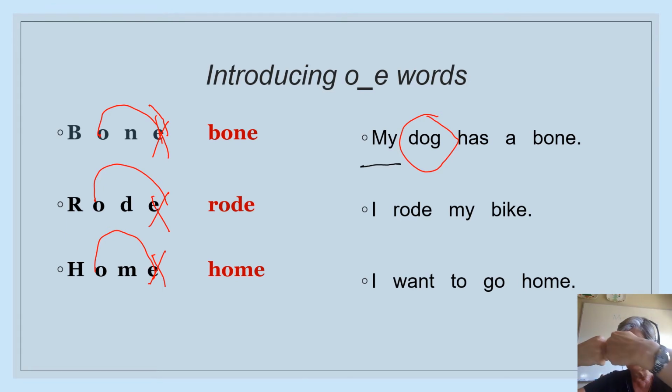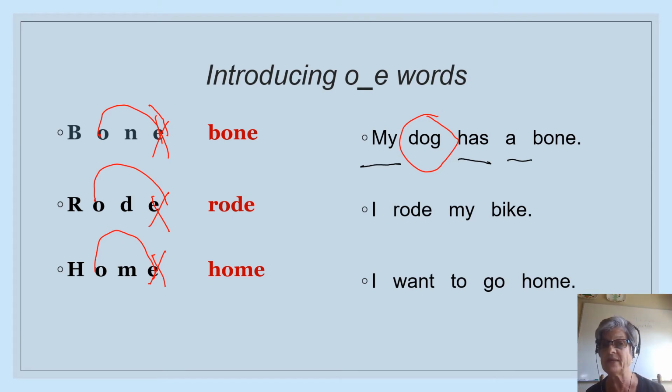Dog. Dog. Dog. So we go back to the beginning and we start reading. My dog. And we know the next word. That was our word last week. One of our words. Has. You know, a. And the last word we don't know yet, but we're going to sound it out.